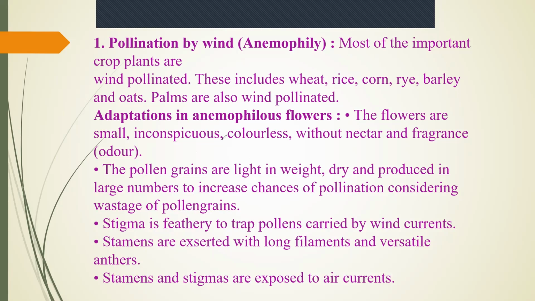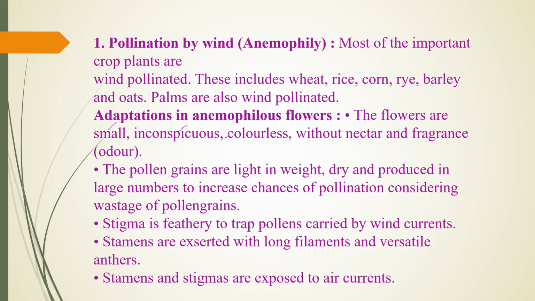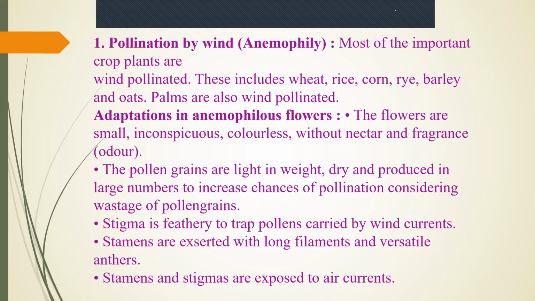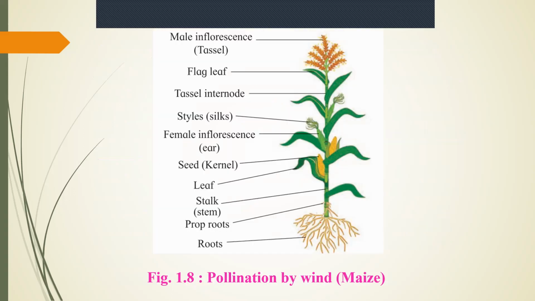So whatever the flowers are, small, inconspicuous, colourless, without nectar, without fragrance. Pollen grains are lightweight, dry, produced in large numbers to increase the chances of pollination considering the wastage of pollen grains. Stigma is feathery, to trap the pollen carried by the wind current. Stamens are exserted with long filament and versatile anther, so that pollen is going to be transferred to a far distance. Then stamens and stigma are exposed to the air current. So we're going to observe it with this example.